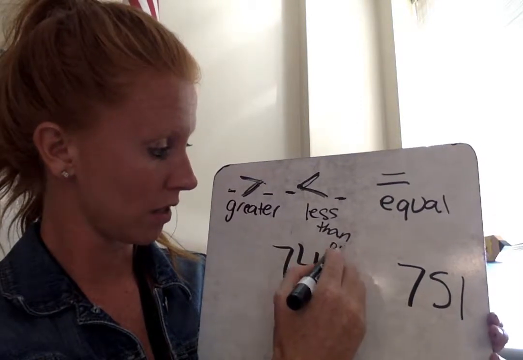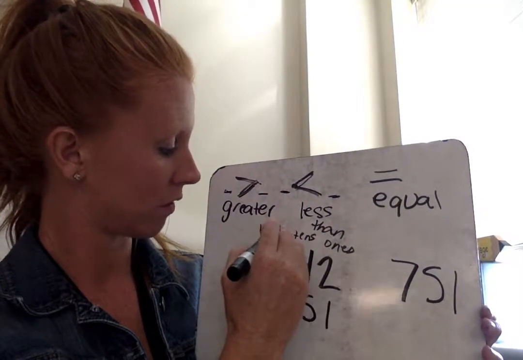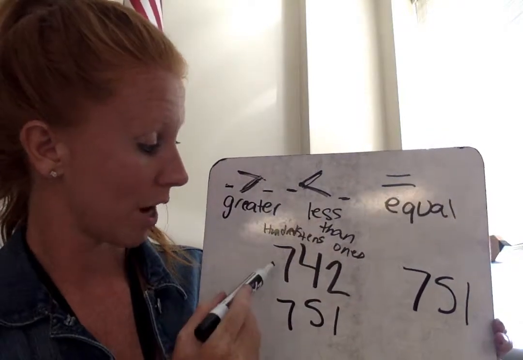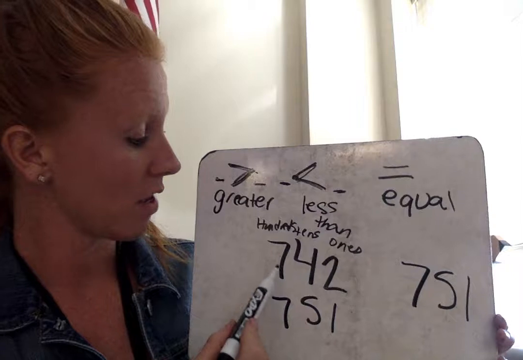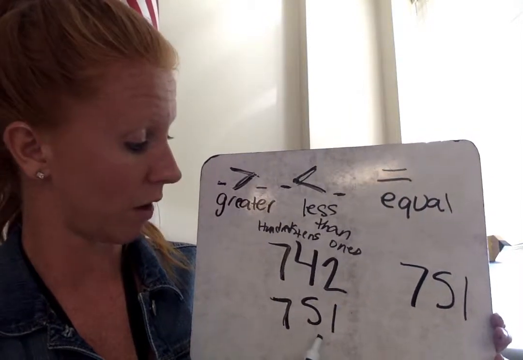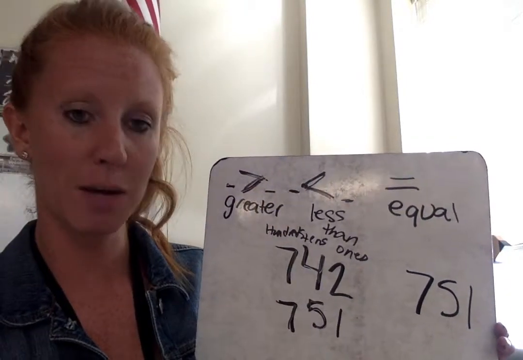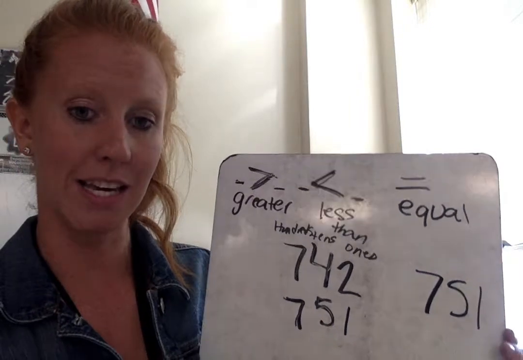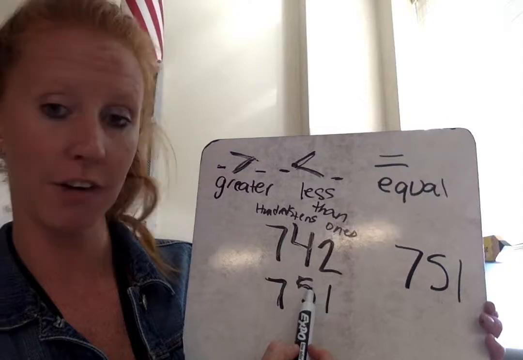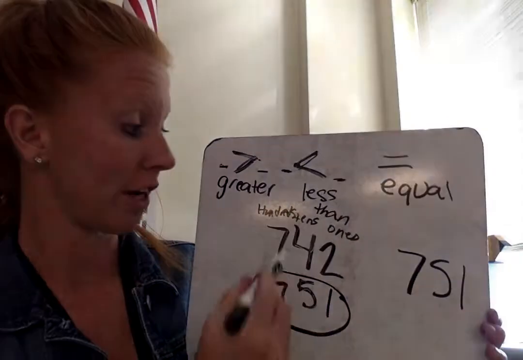Here we have our ones, our tens, and our hundreds. I'm going to look at each number individually, okay? So here I'm going to start in the greatest place value. So we have 7 and 7. They're equal. Got to go to the next one. We have a 4 and we have a 5. Right there, our number is different. We can right here already see which number is greater. Is the 4 greater or the 5 greater? The 5 is greater. So 751 is greater than this.